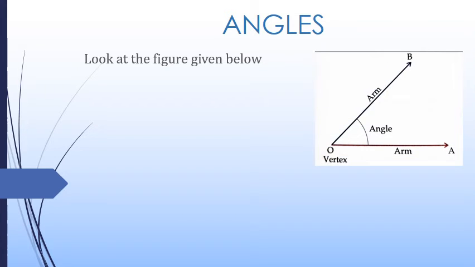So now children, let's revise what do we mean by an angle. So look at the figure given below. Yes, in this figure we can see there are two rays. One is ray OA and another one is ray OB, and these two rays are meeting at the point O, right? And so we can call the point O as the vertex. Now the ray OA and OB, they form an angle at O. You can see how they are forming, these two rays are forming an angle at point O.